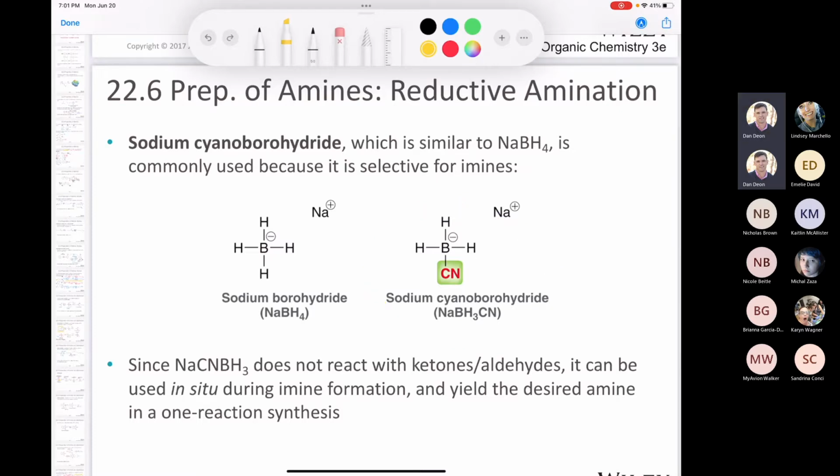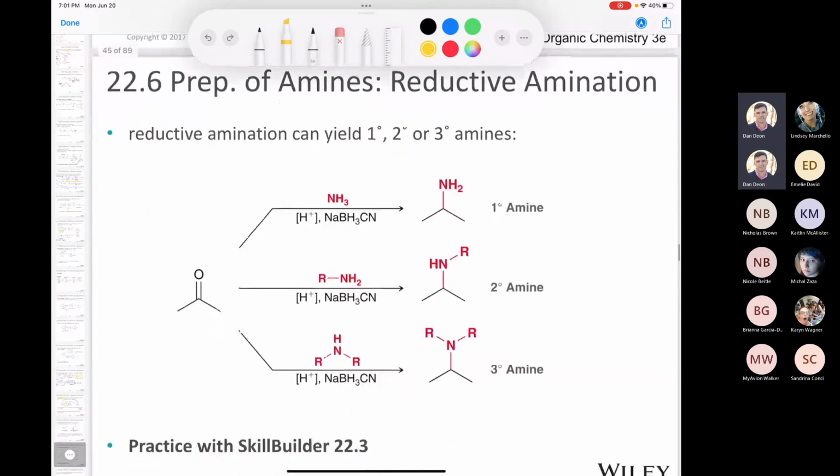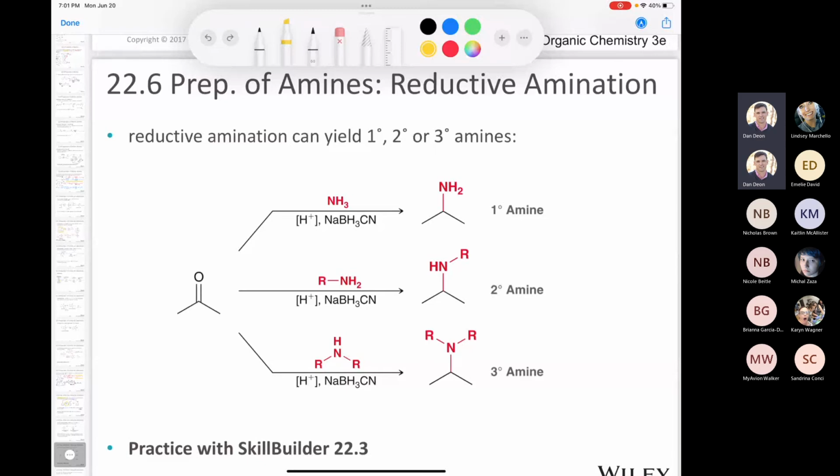So again, once the imine is formed, the sodium cyanoborohydride just delivers the hydride to it, and it reduces it to the amine directly. This is one of the coolest reactions I can think of, because it's all in one pot. It's all in one flask. You take your ketone, you combine it with your amine, a little bit of acid, and your sodium cyanoborohydride, which is just a white solid powder. You mass it out, and then you let it stir for a few hours, and it's like magic.